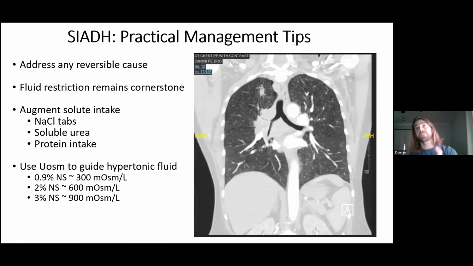But then transitioning her from that hypertonic to an oral augmented solute load and free water restriction was really tricky, because unfortunately her extra ADH wasn't a rapidly reversible cause. Eventually chemotherapy was started and that helped to treat it, but it was a very tricky situation. And Lindsay, her serum sodium when she first came in, I think was like 113.